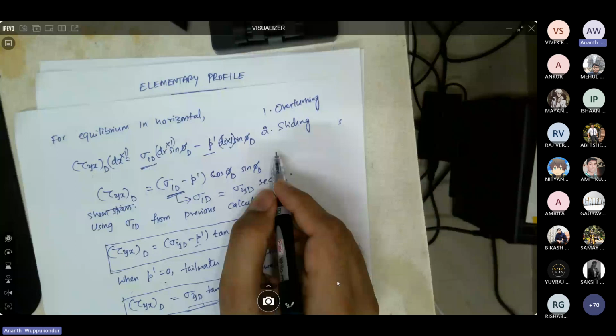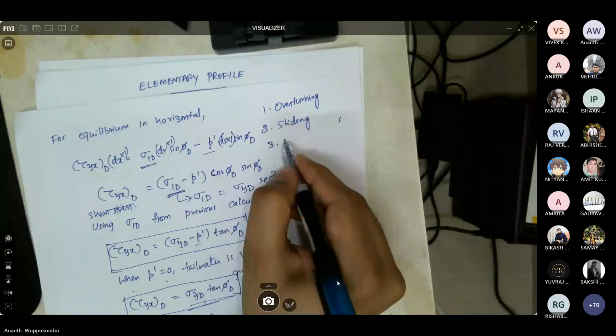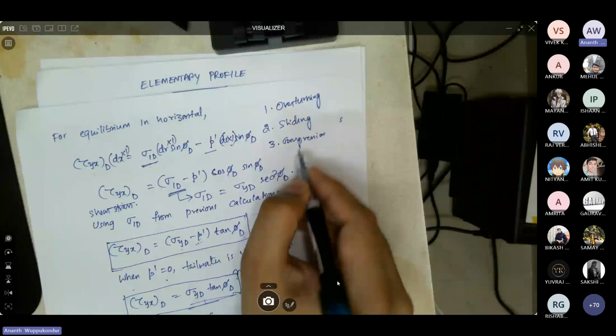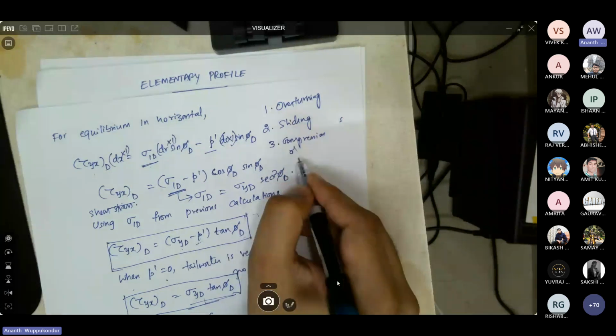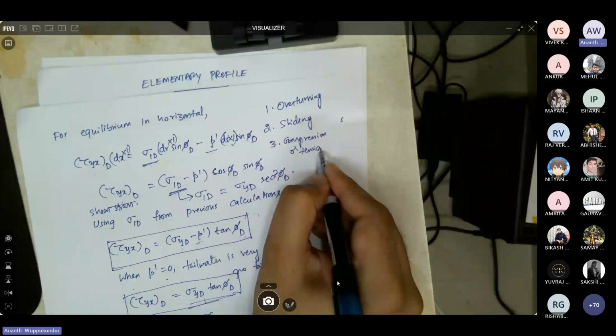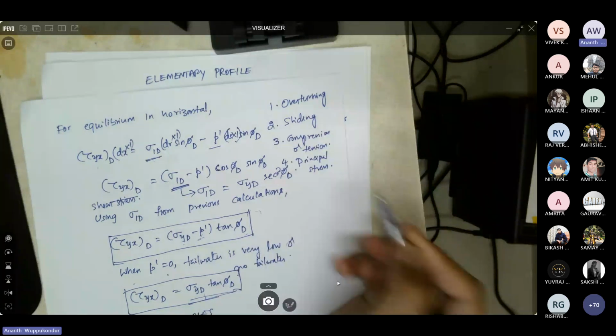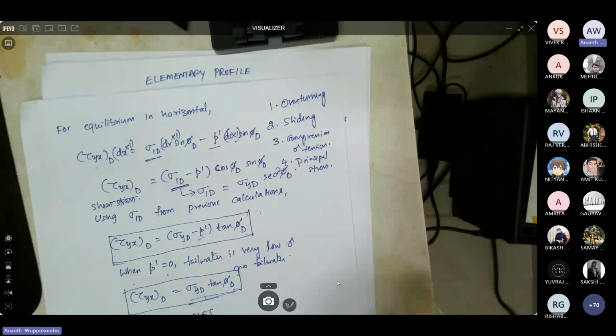And the third is we checked for compression or tension in the dam at the toe or heel. And then we also did principal stress. So you need to consider all these 4 factors when checking for safety of the dam.